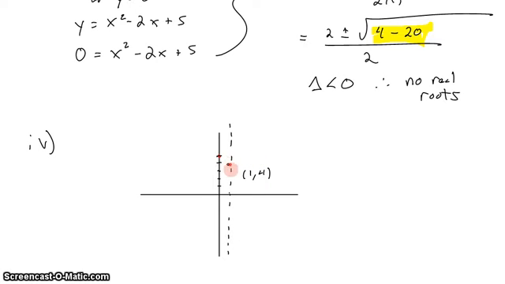Now this is the vertex. That's going to be either the max or the min. I know it has to be the min. I know that we're not a frowny-faced parabola because there are no x-intercepts. There are no real roots. So it has to be a smiley face, and it has to be the bottom of the smiley face. So the graph has to look like that.